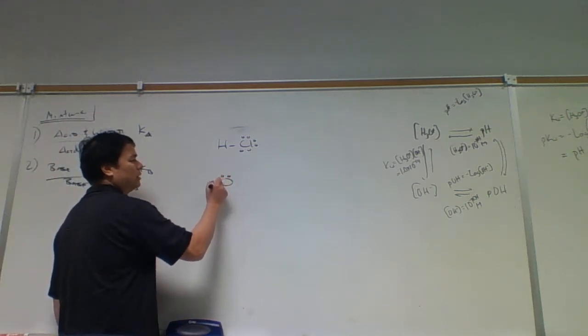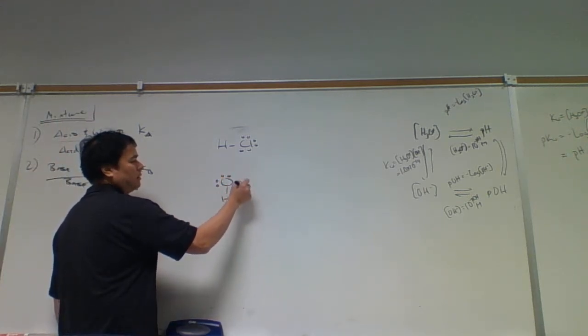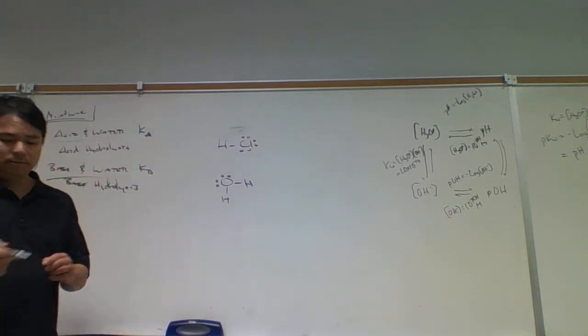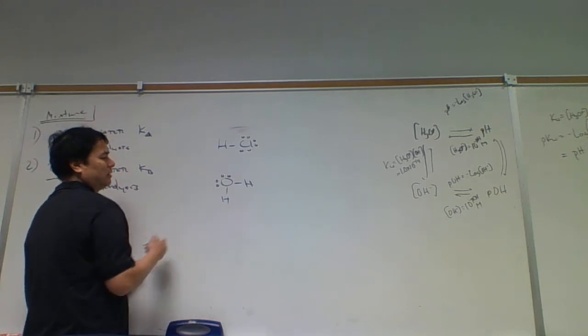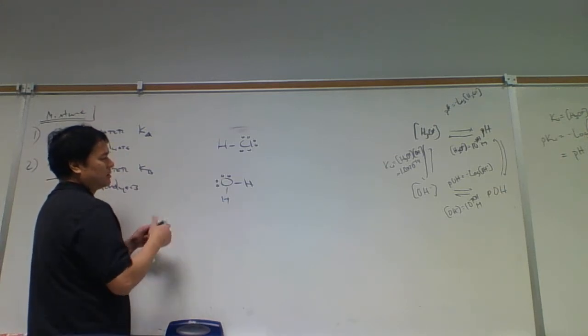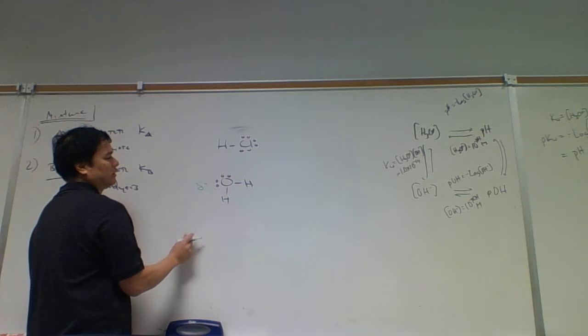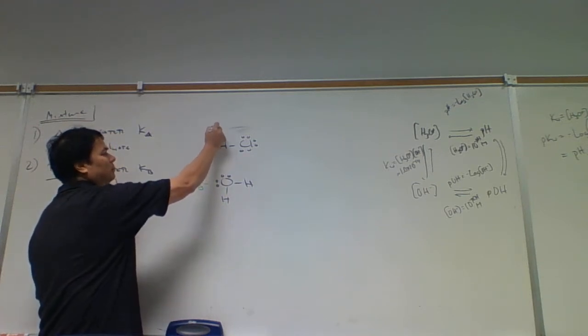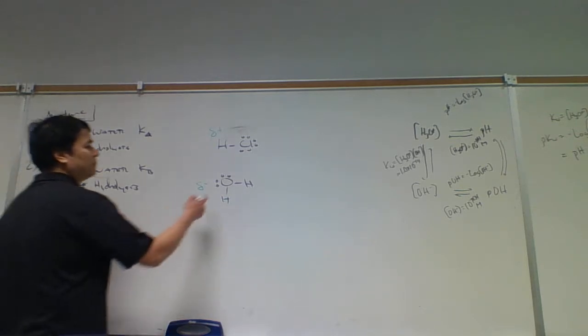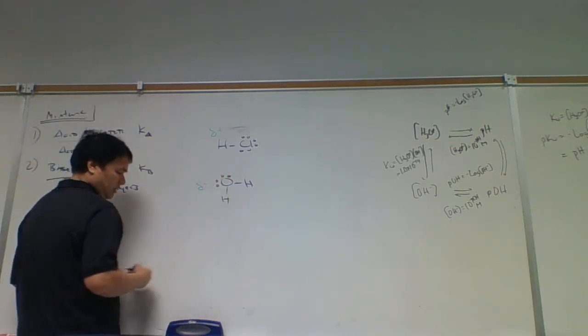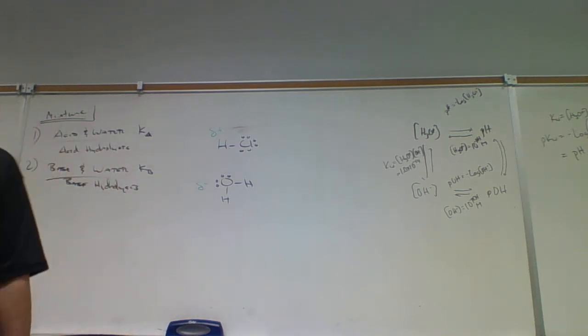And so if I have a water here, like this, think of this as delta minus on that oxygen. Over here, this is delta plus. So an acid-base reaction is the positive, negative electrostatic attraction. First, it will happen here, and then what I'll do is I'll just do this.